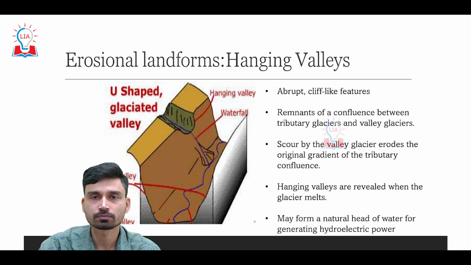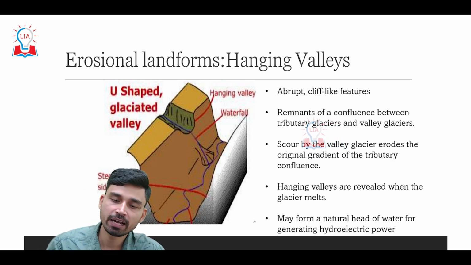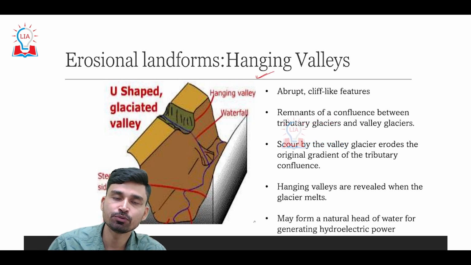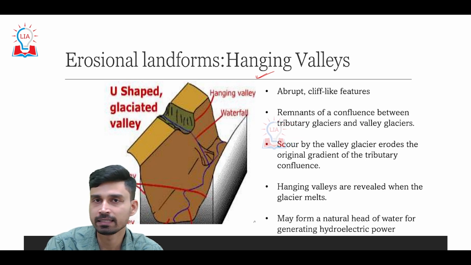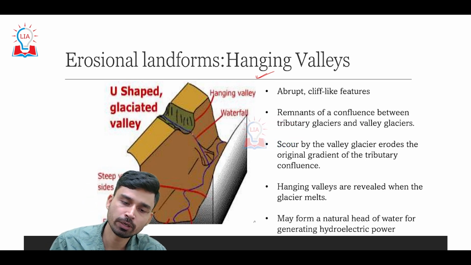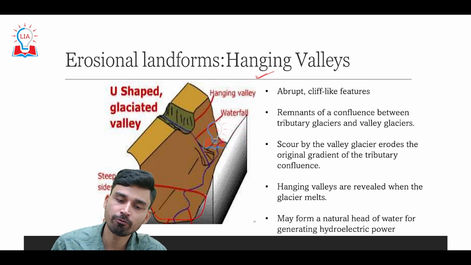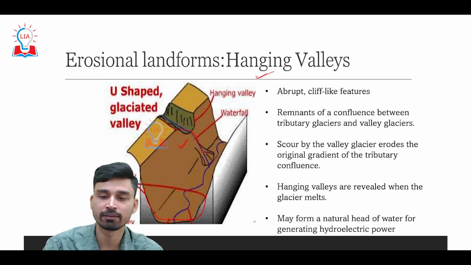Around this U-shaped valley, you will also find several valleys which are called hanging valleys. The reason behind the name is simple, because if you look at this particular picture, you can see that this is your main valley, which is a U-shaped valley, and this other small valley seems to be hanging above the main valley, and that is why it is called a hanging valley.